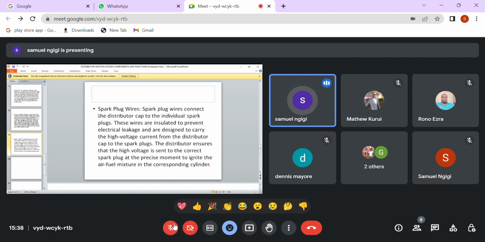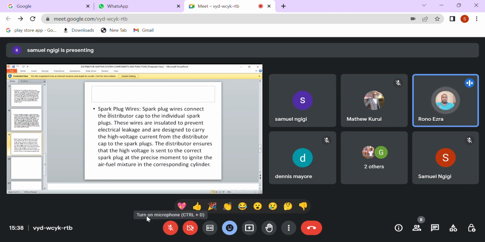I now call upon Ezra Lono to take us through the spark plug wires. Ezra Lono? Okay, the spark plug wires connect the distributor cap to the individual spark plugs. These wires are insulated to prevent electric leakage and are designed to carry the high voltage current from the distributor cap to the spark plugs. The distributor ensures that the high voltage is sent to the correct spark plug at the precise moment to ignite the air-fuel mixture in the corresponding cylinder. Okay, thank you.